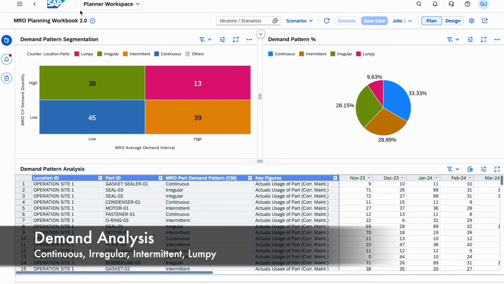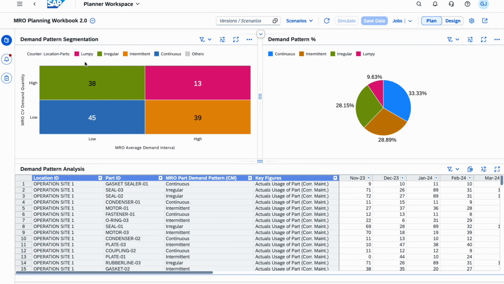Corrective maintenance demand can be highly variable, and that's a major challenge. Demand analysis categorizes behaviors into 4 patterns: lumpy, very rare and unpredictable; intermittent, occasional but with some structure; irregular, unstable but more frequent; continuous, steady and predictable. This classification is crucial to selecting the right forecasting method. One size does not fit all.